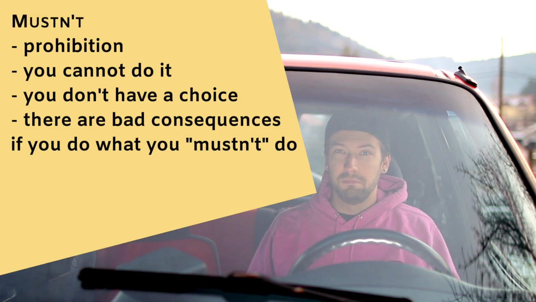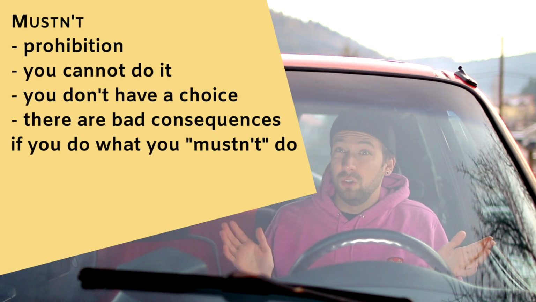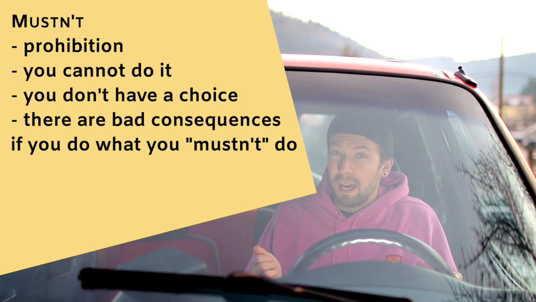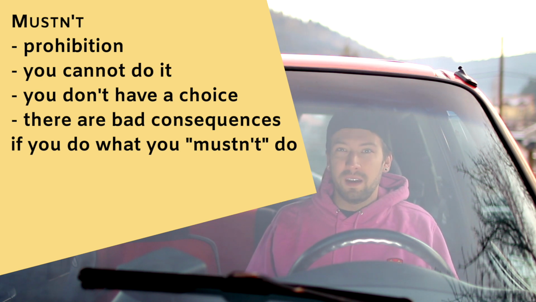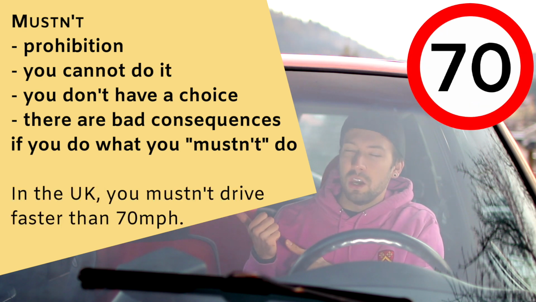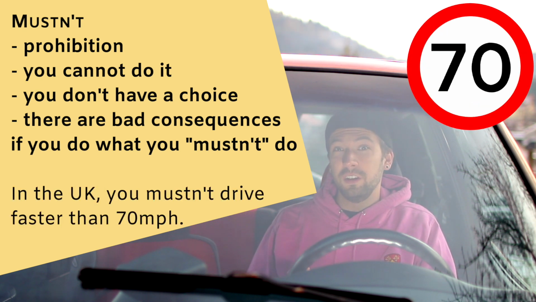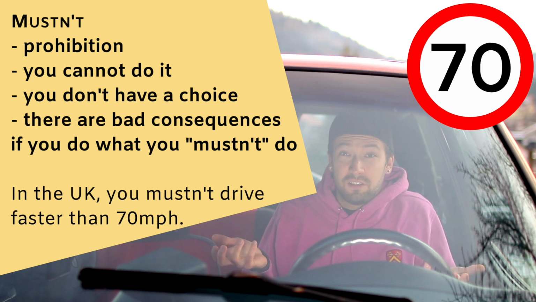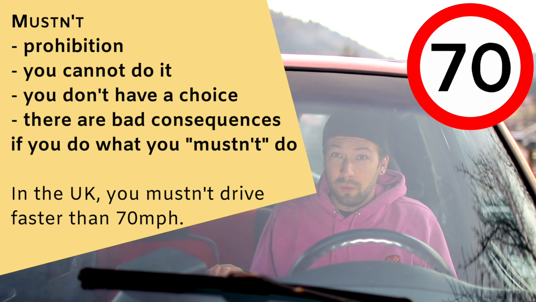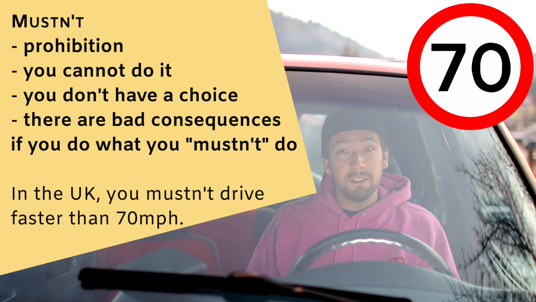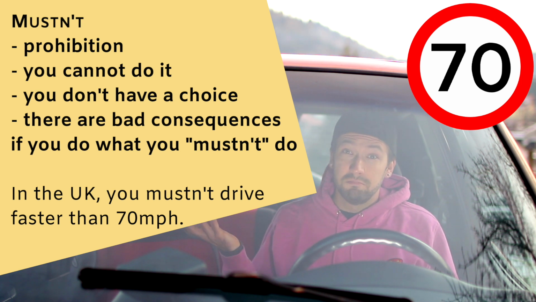Mustn't, on the other hand, means you cannot do it. It is prohibited, and you do not have a choice. If you do it, there will be a bad consequence. For example, in the UK, you mustn't drive faster than 70 miles per hour on a motorway. That's just the rules. If you do it, then you will have a speeding fine, a punishment.